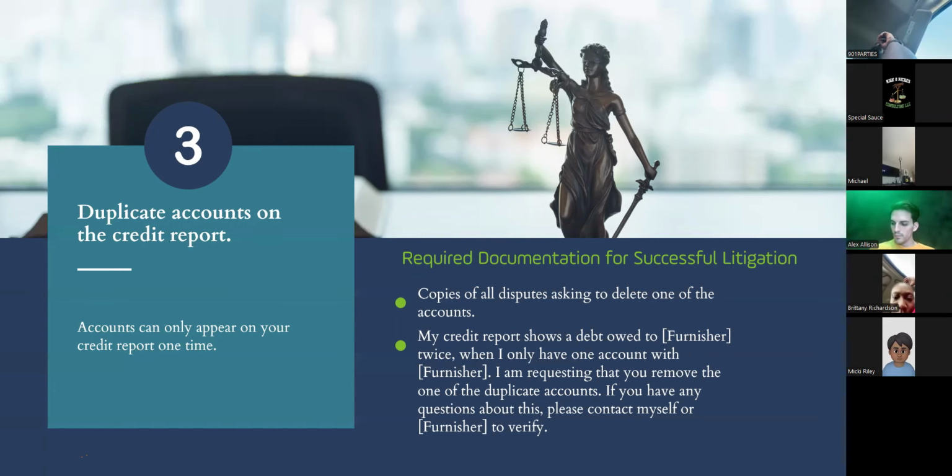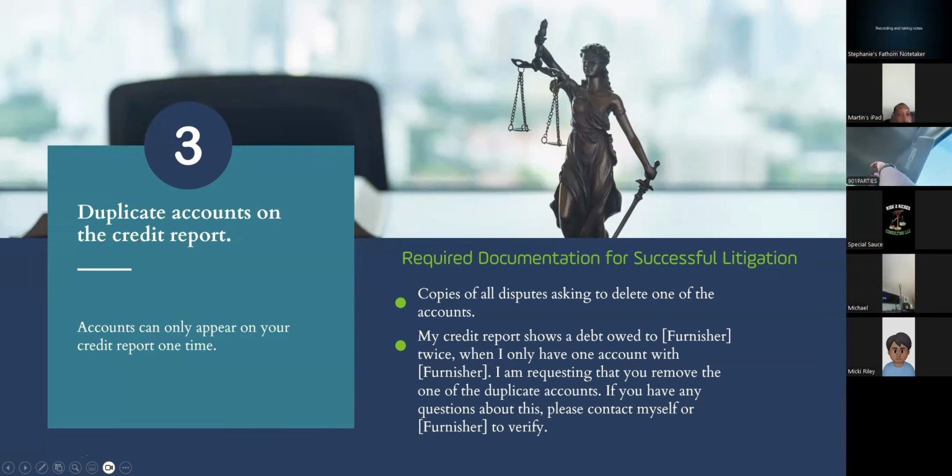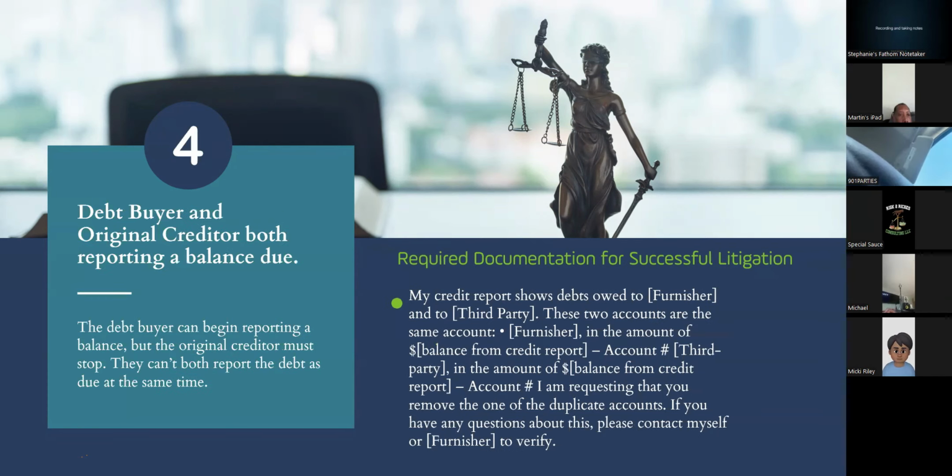Again, you just want to have copies of all the letters that you send to the bureaus asking to delete one of the accounts. My credit report shows a debt owed to Capital One twice when I only have one account with Capital One. I am requesting that you remove one of the duplicate accounts. If you have any questions about this, please contact myself or Capital One to verify. Again, as you can see, the theme here is just simple language, simple disputes. If you do anything weird on it, then the attorneys are going to have to redispute it.